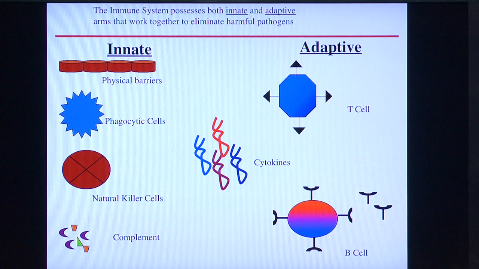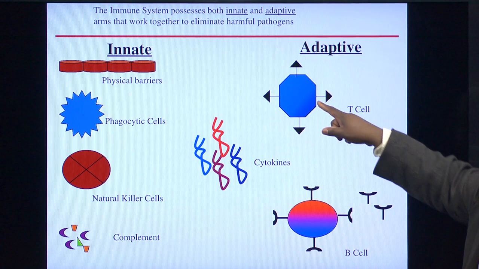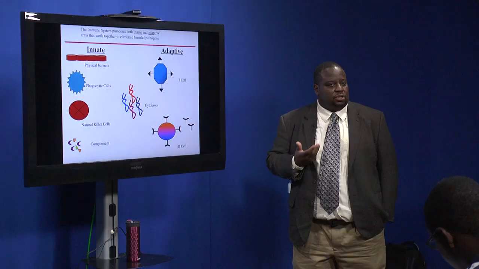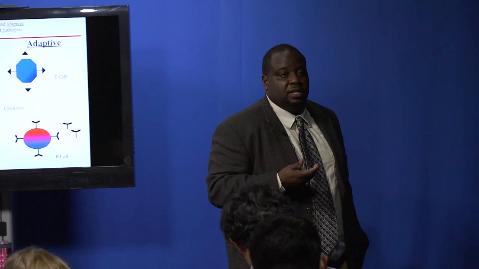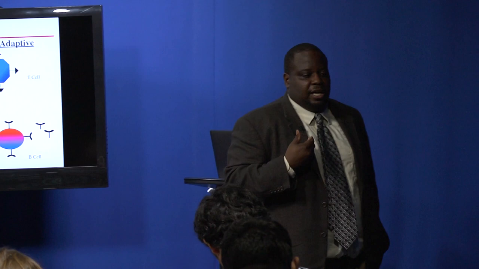On the adaptive side, we have T cells, which are going to be a focal point of what we're talking about today, and B cells. When you think of vaccination, the thing that you think about are antibodies, and antibodies are being produced by B cells, and these antibodies that are being produced by these B cells are highly specific to whatever you are vaccinated against. So there's B cell immunity, and then there's also some T cell immunity that goes into that adaptive immune response.